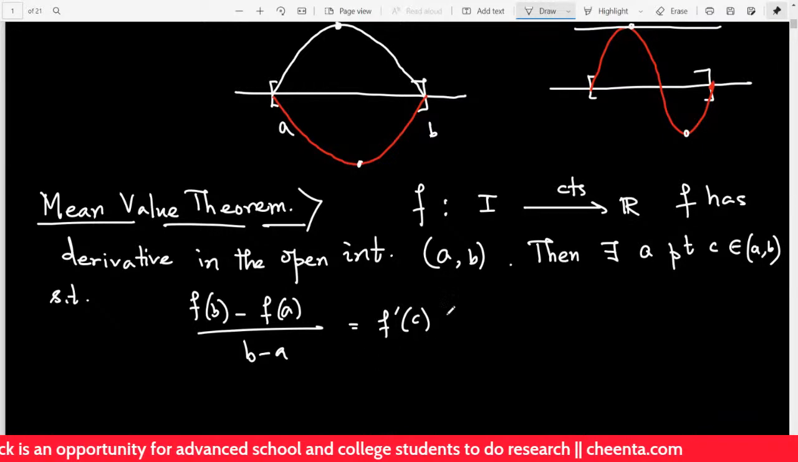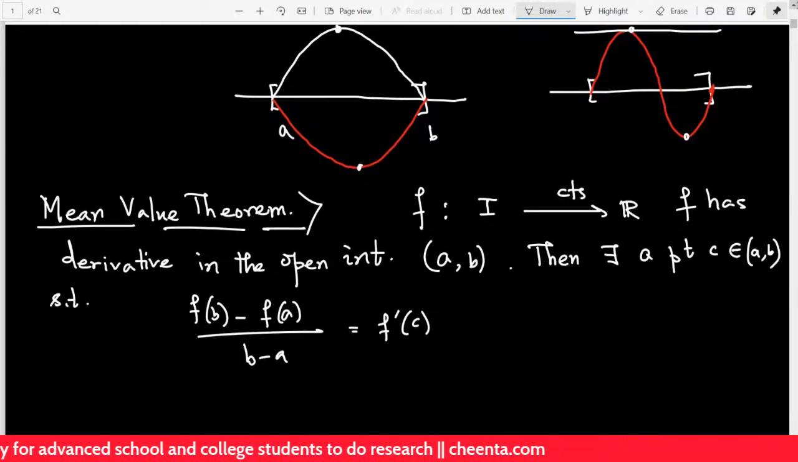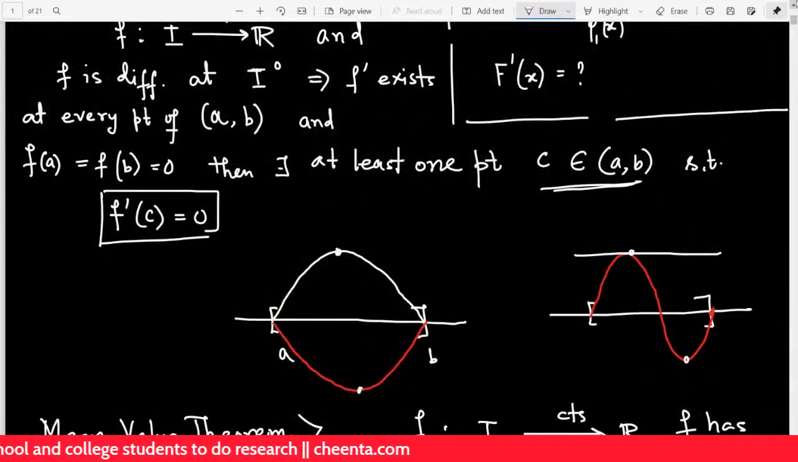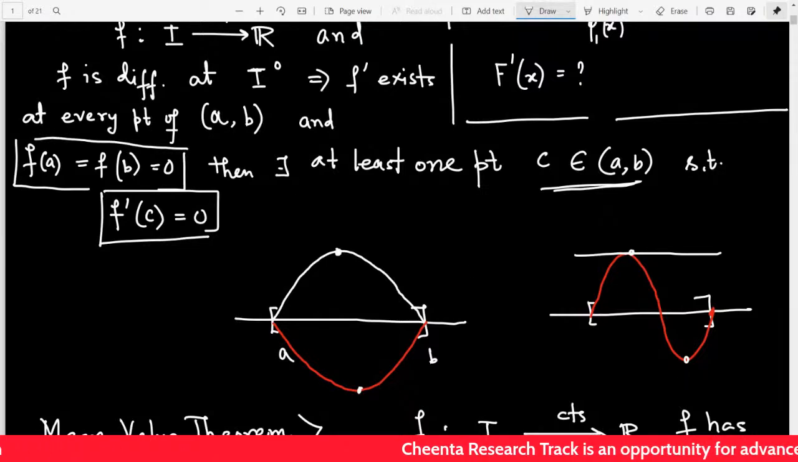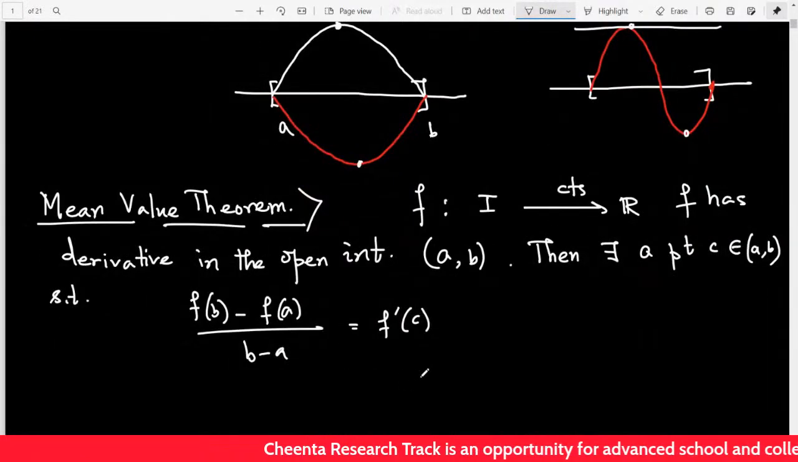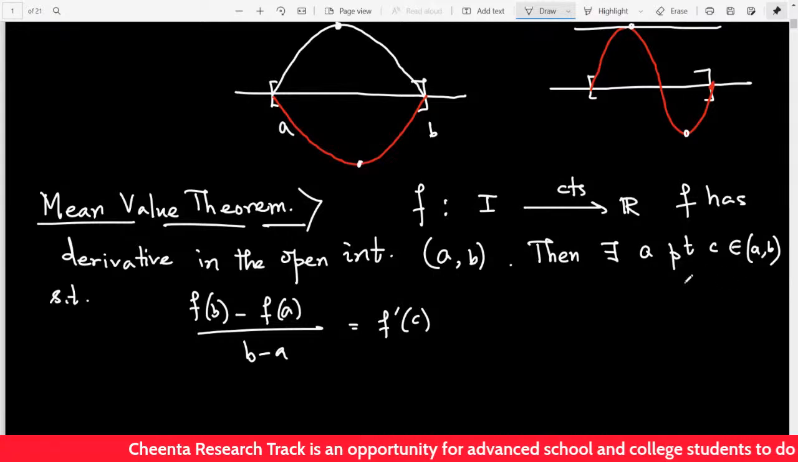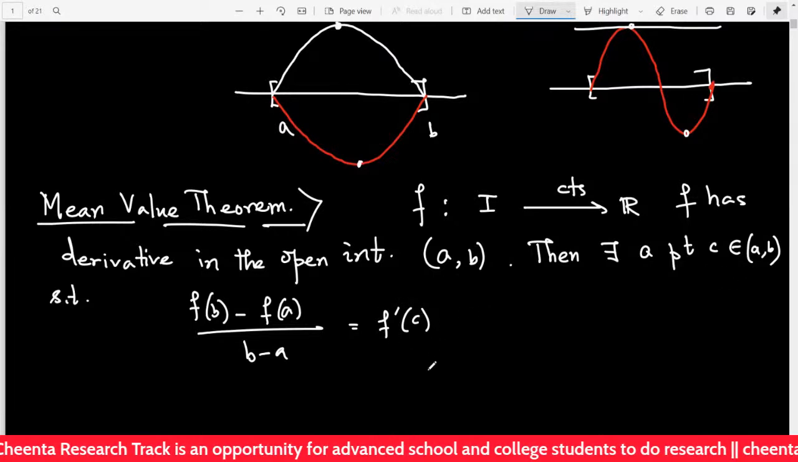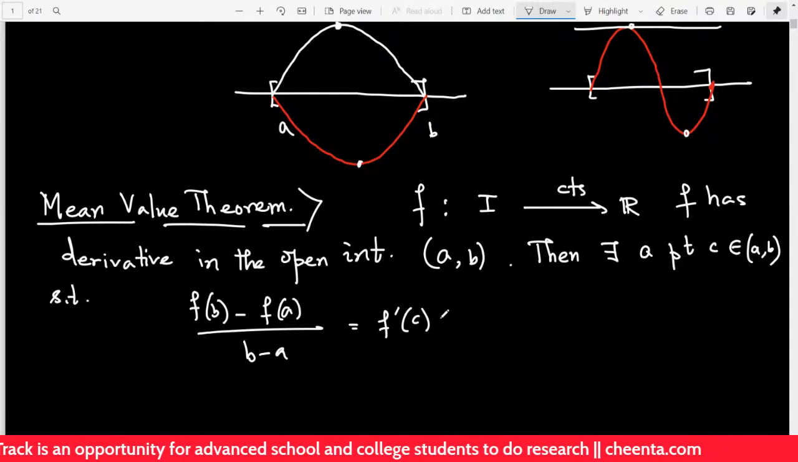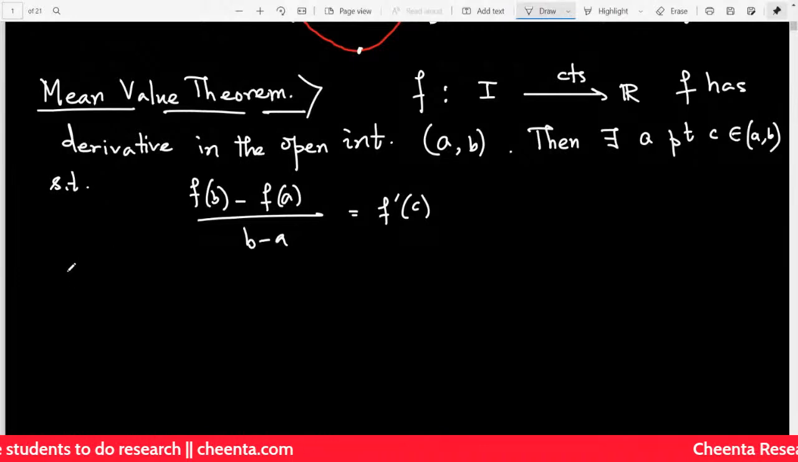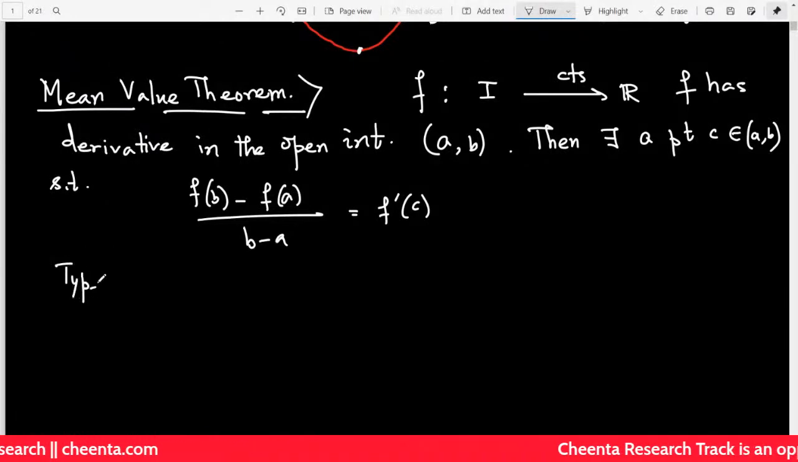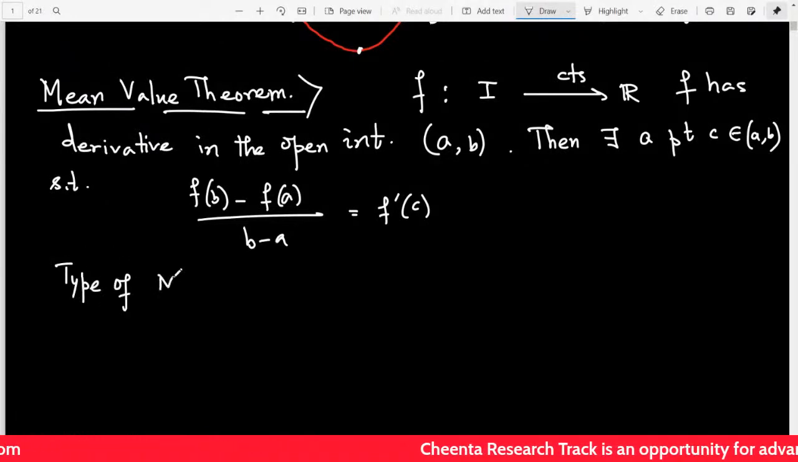Now, as you can see, Rolle's theorem is nothing but a specialization of the mean value theorem, because in Rolle's theorem you take f of a equals f of b equals 0. If you put that in the mean value theorem, then there exists a point C such that f prime of c is equal to 0. Now, how do you apply the mean value theorem? There are various types of problems, so let me try to list the types of MVT problems.